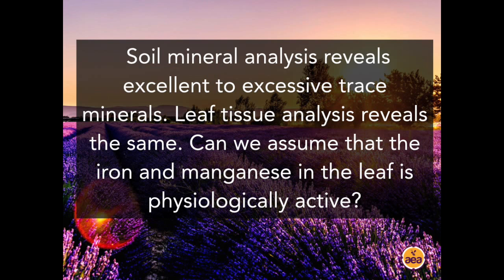What we've observed since we've started using sap analysis, and we've conducted this experiment many times, you can conduct a sap analysis and a tissue analysis side by side. And tissue analysis will show that you have high levels of iron. Sap analysis shows that you have an iron deficiency. And when you apply a small amount of chelated iron, you get this tremendous plant response. And it's indicating the plant obviously has not had adequate iron.